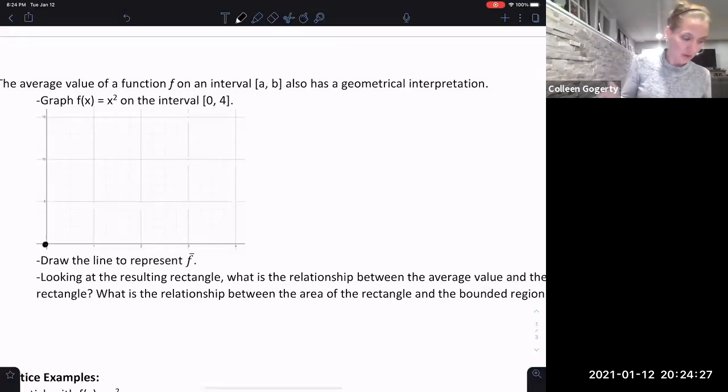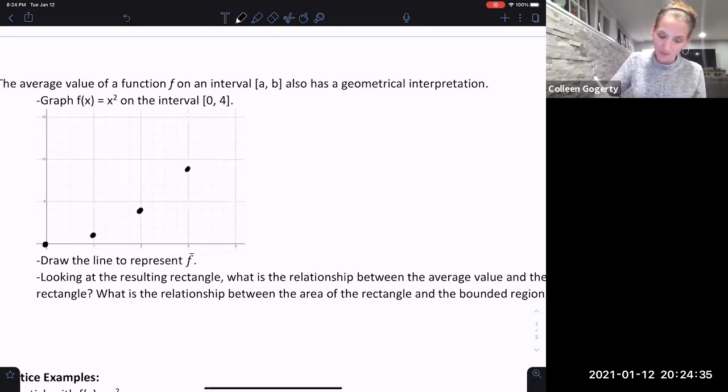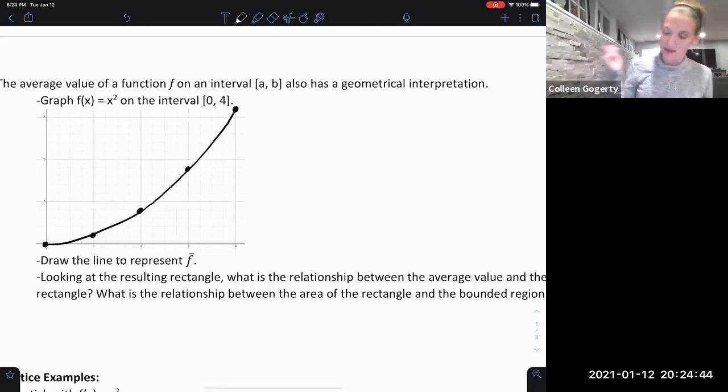So it's 0, 0. Then at the value 1, we get out 1. At 2, we get out 4. At 3, we get out 9. And at 4, we get out 16. Just like before, this isn't perfectly to scale, but there's the general idea of what our f of x looks like.